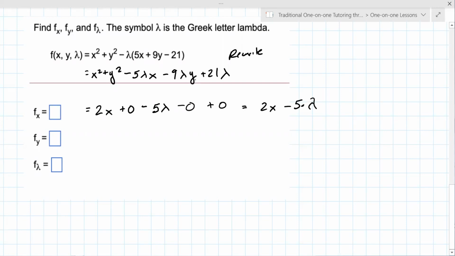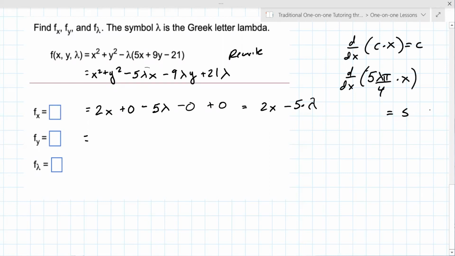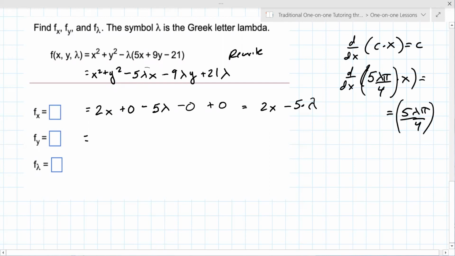The key, though, is recognizing that if a term doesn't have an x, like these don't, you just ignore them. You didn't have to find the derivative of the negative 5 lambda x, you just had to take the x out. The derivative d/dx of a constant times x is the constant. So it's whatever's in front of x, like d/dx of 5 lambda pi over 4 times x is 5 lambda pi over 4. Whatever's in front of x becomes the derivative, when it's x to the 1.